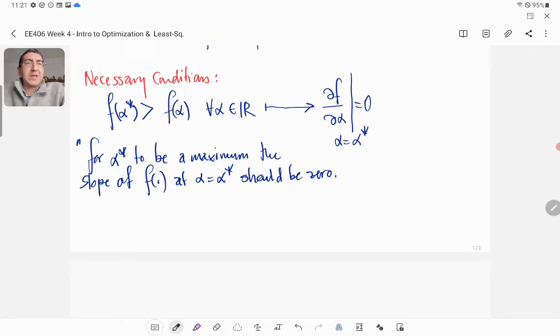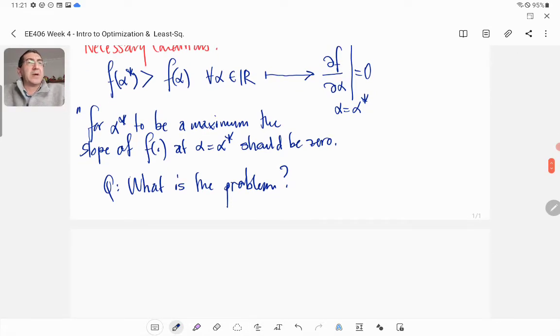Now, what's the problem here? The problem is that, unfortunately, this condition does not guarantee a maximum. If you think about a more complicated function, let me sketch something here. Let's say something like this. Actually, let me sketch it slightly better.